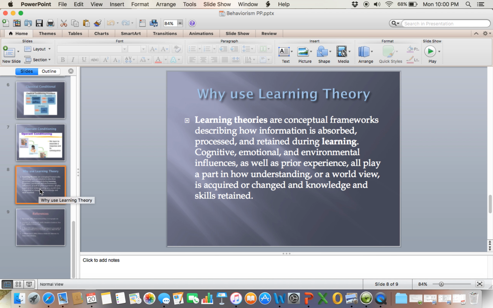Why use learning theory? Learning theory is a conceptual framework describing how information is absorbed, processed, and retained during the learning process. Cognitive, emotional, and environmental influences, as well as prior experience, all play a key part in how understanding, world view, knowledge, and skills are acquired or changed.